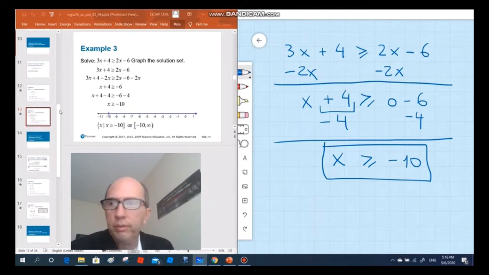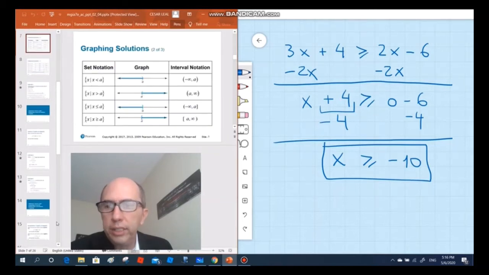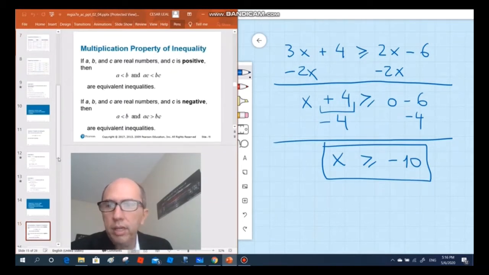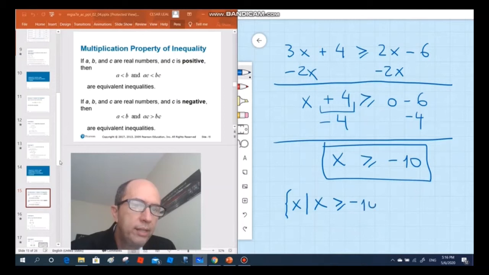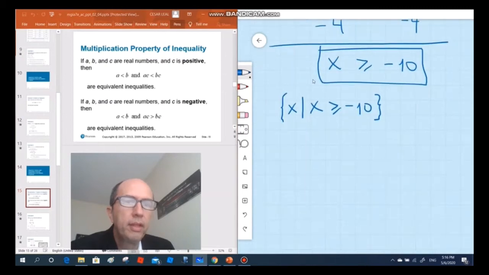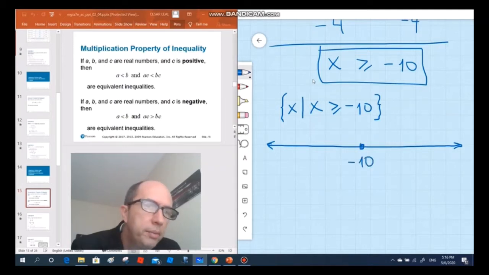A representation. First, using set notation. In set notation, we're going to write here x such that x is greater than or equal to negative 10. Graph notation, draw the line. Don't forget the arrows to show that this line goes to infinity. And this is going to be negative 10 here in the middle.